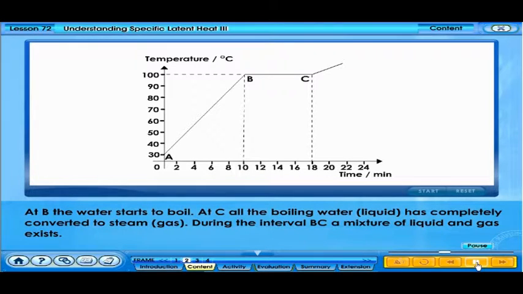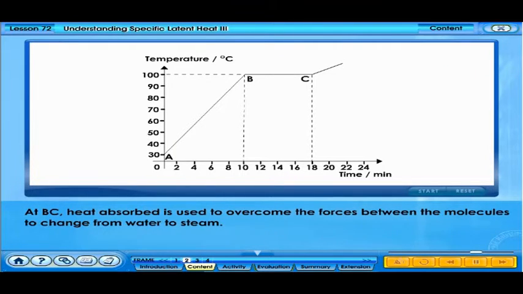At B, the water starts to boil. At C, all the boiling water, liquid, has completely converted to steam, gas. During the interval BC, a mixture of liquid and gas exists. At BC, heat absorbed is used to overcome the forces between the molecules to change from water to steam.